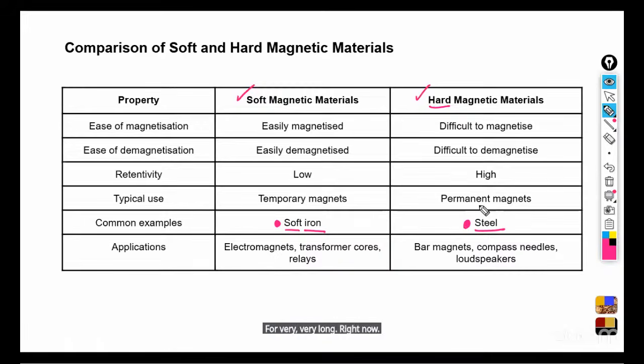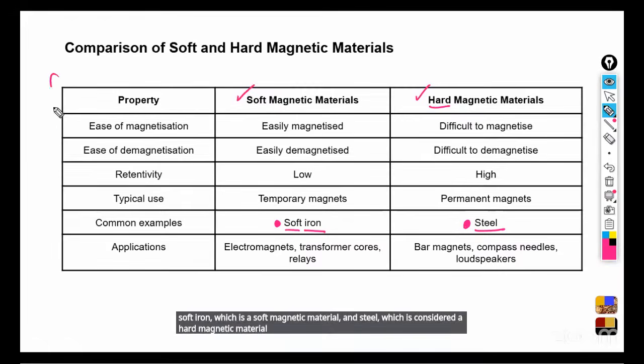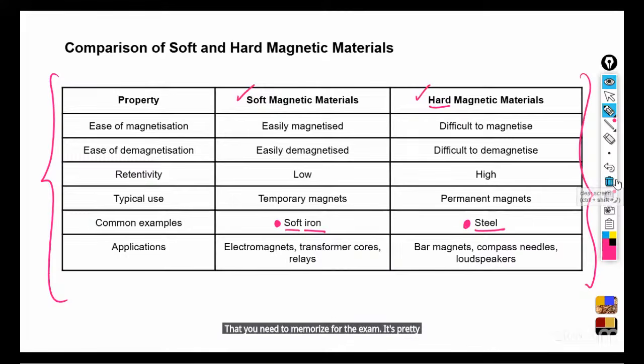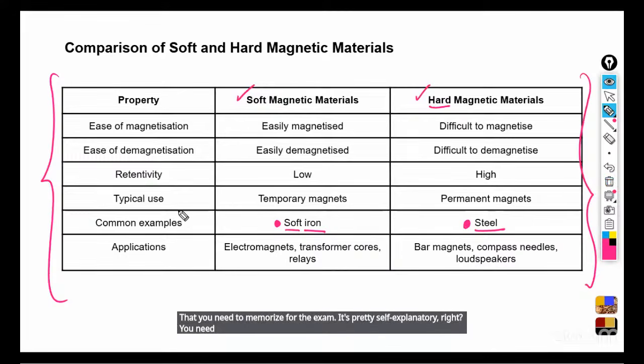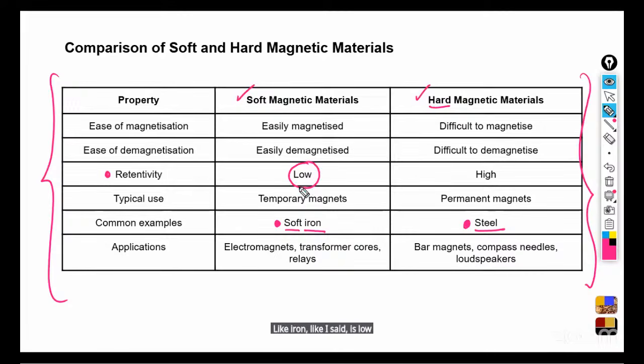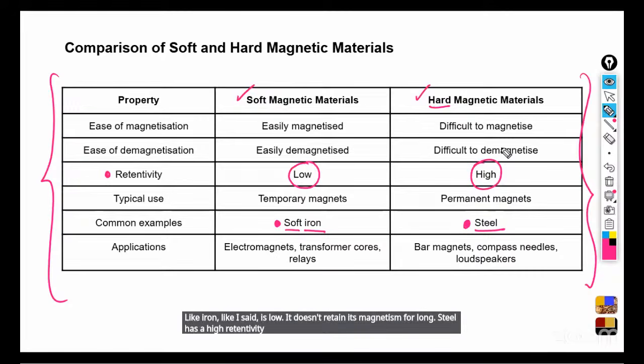Now, those are only two differences between soft iron, which is a soft magnetic material, and steel, which is considered a hard magnetic material. But here's a table that you need to memorize for the exam. It's pretty self-explanatory. You need to learn it off for the exam. In case you don't know what retentivity means, it's how long a material will keep its magnetism once you magnetize it. Iron, like I said, is low. It doesn't retain its magnetism for long. Steel has a high retentivity, meaning that once you magnetize it, it retains it for a very long time.